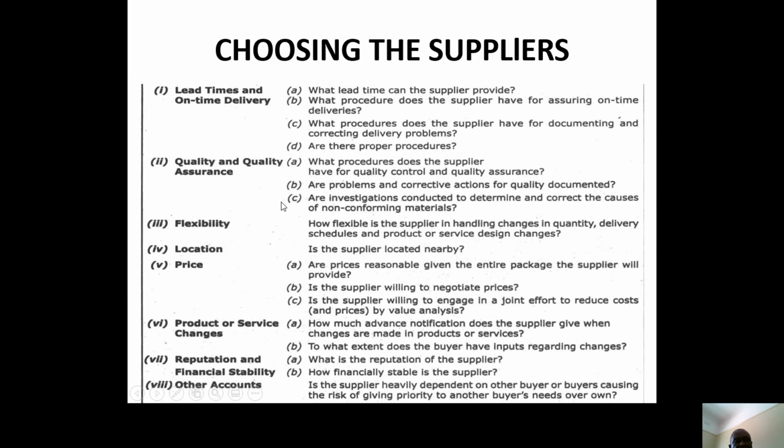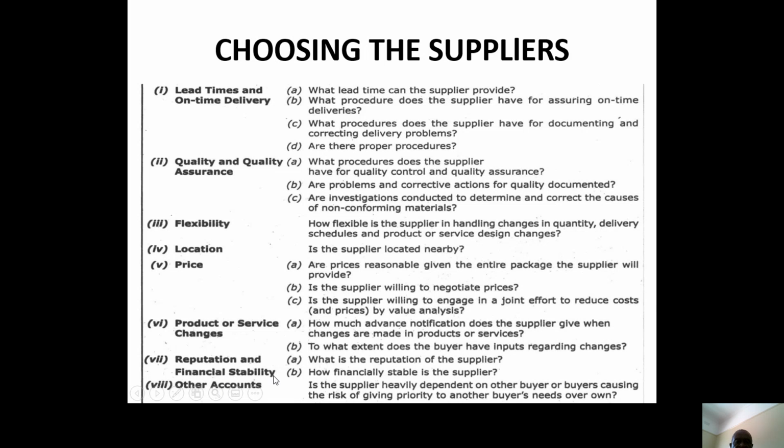Lead times and on-time delivery. Are there delays? Quality and control assurance. We have covered that above. Flexibility. Are they flexible? Location. Where are they located, nearby or not? Price. Crucial is the price. Product and services changes. Can they accommodate when the service changes? Suppose you are saying I want this, and then they need to change the product.